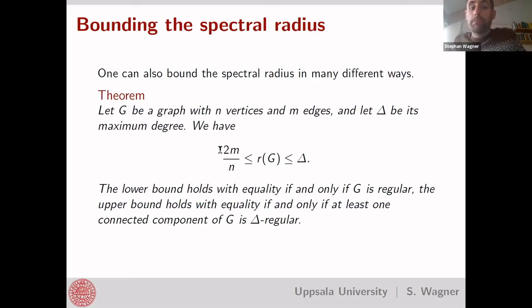Like with the energy, one can bound the spectral radius in different ways. So a simple bound is that the spectral radius is at most the maximum degree, and at least 2m over n, which is actually the average degree. And equality holds in both cases for regular graphs. So for the lower bound, if and only if it's regular; for the upper bound, if and only if one connected component is regular with degree delta.